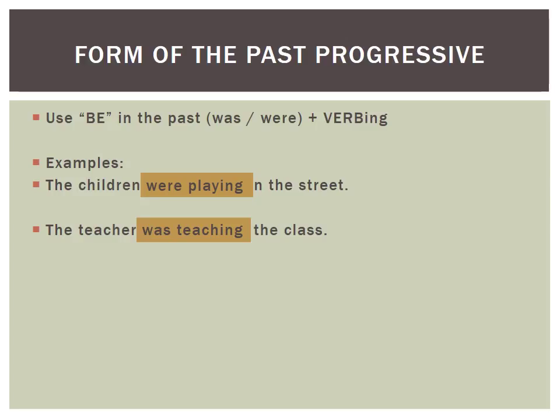The teacher was teaching the class. We have the past form of be, was, this time in the third person singular because we only have one teacher, and again the verb teach with ing on the end.